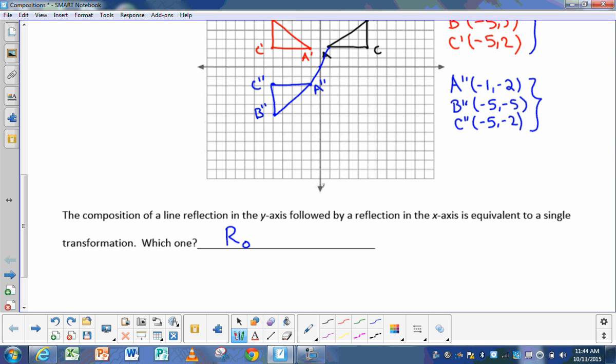Well, when I do that, what's the angle that that line creates? Well, that line creates a 180-degree angle, which means that I've rotated 180 degrees. Now, Miss Wall, does it matter if it's a negative or positive 180? It does not, because it still gives you the same angle whether we go clockwise or counterclockwise. So what we get from this is that the composition of a line of reflection on the y-axis followed by a line of reflection on the x-axis is the same as a rotation around the origin of 180 degrees.